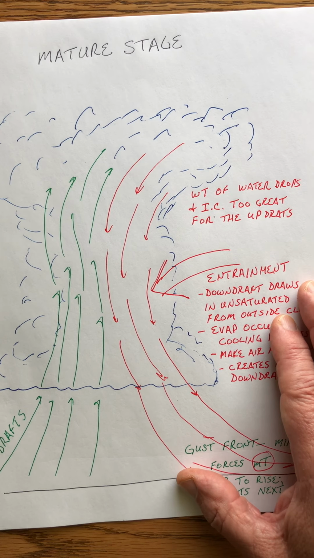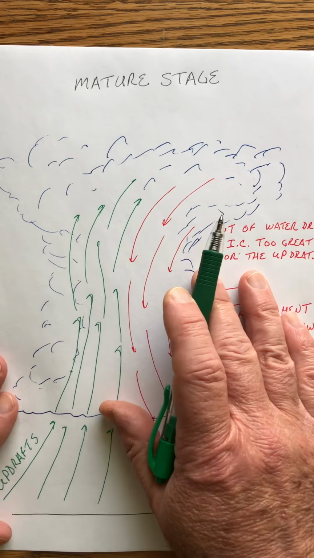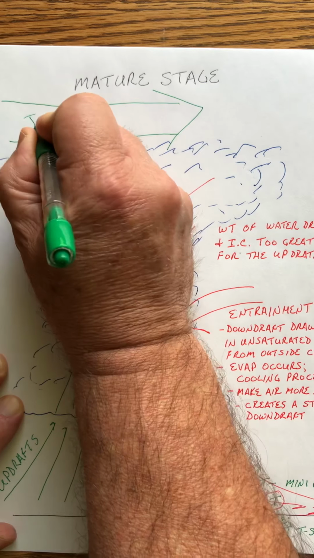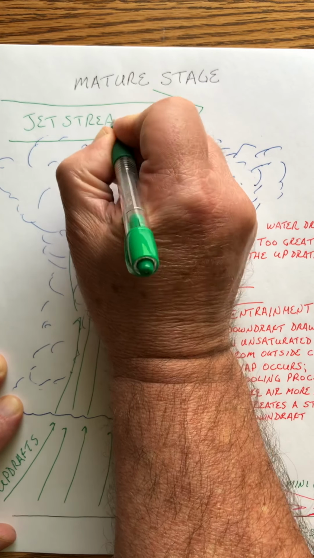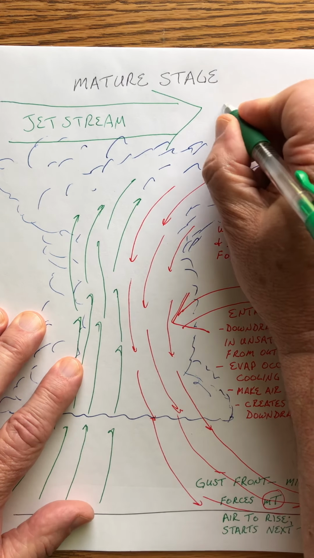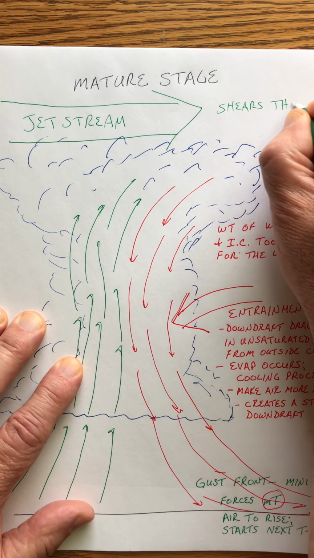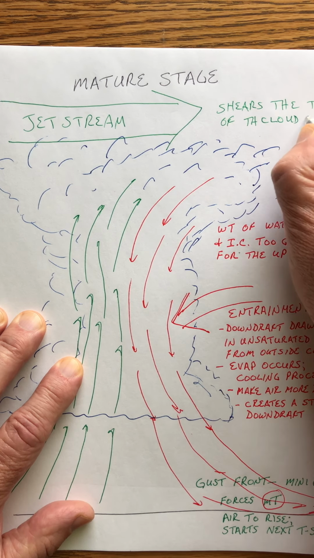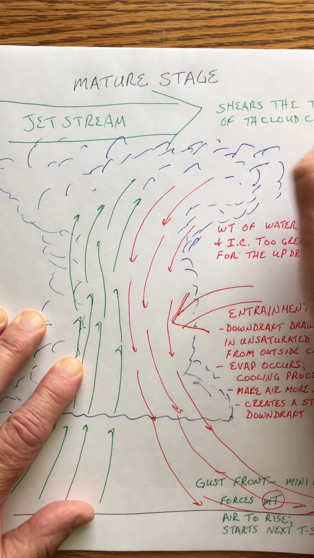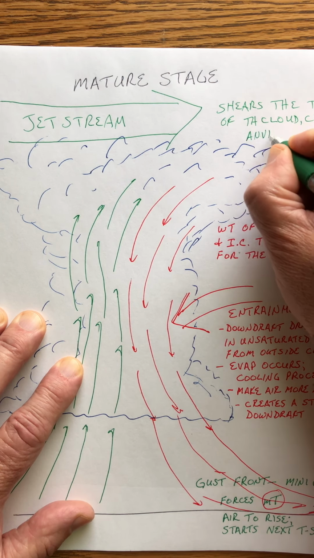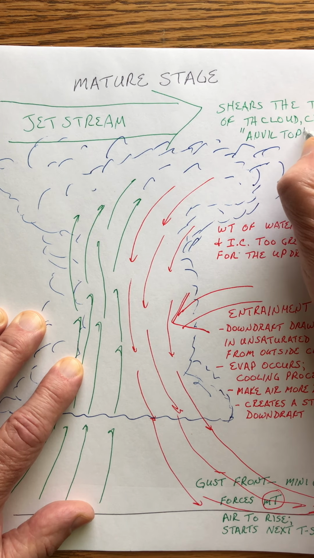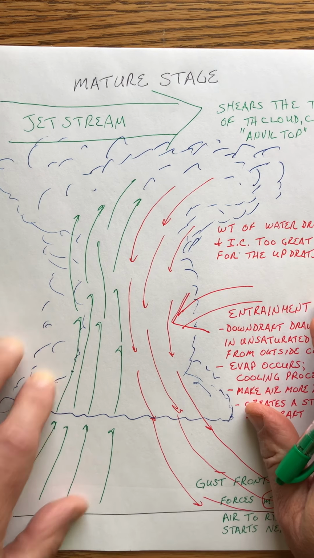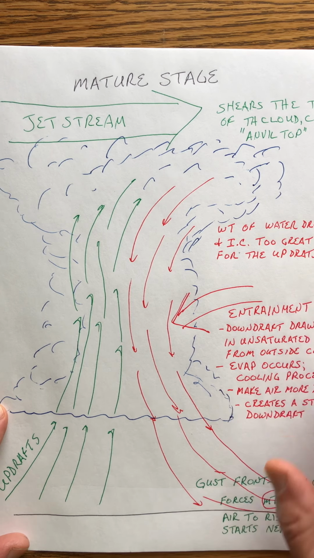All right, so what else is going on? We also have at the top of the cloud here the jet stream. Way up here, 45,000 feet in the summertime, you've got the jet stream. And what the jet stream is going to do is shear off the top of the cloud. And this is going to create that very characteristic anvil top of a thunderstorm that you probably have noticed with most thunderstorms. That's created by the jet stream shearing off the top of the cloud, because these cumulonimbus clouds are up there 45, 50,000 feet above the Earth's surface.